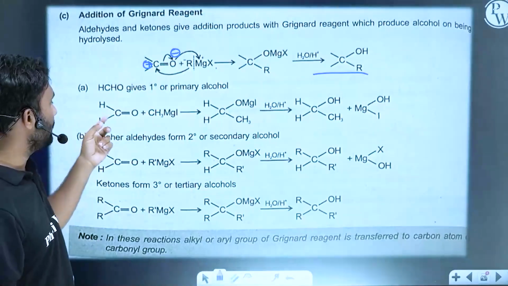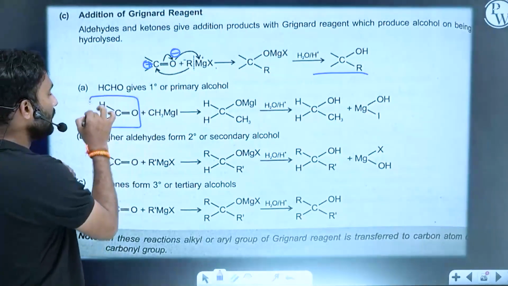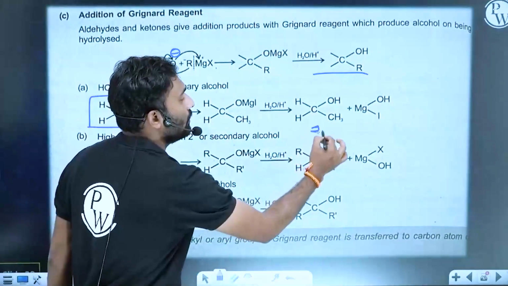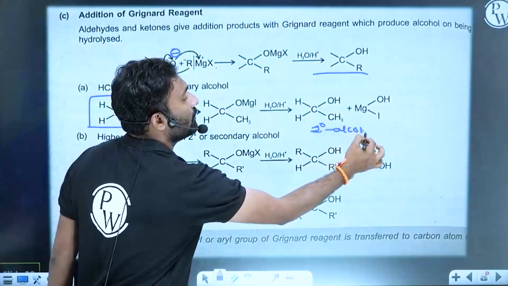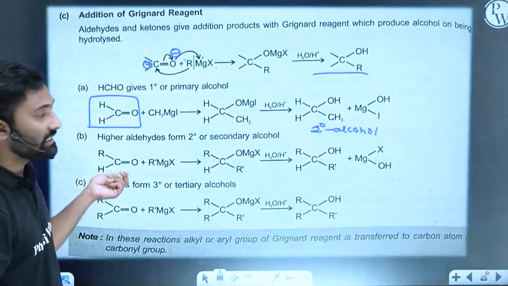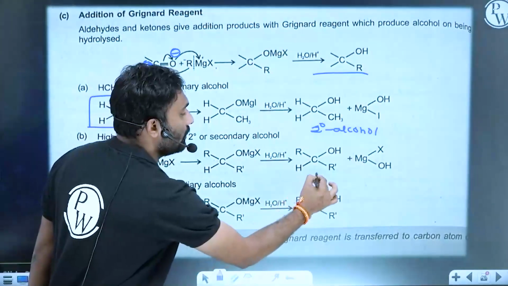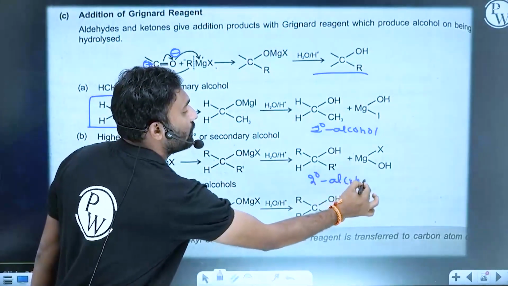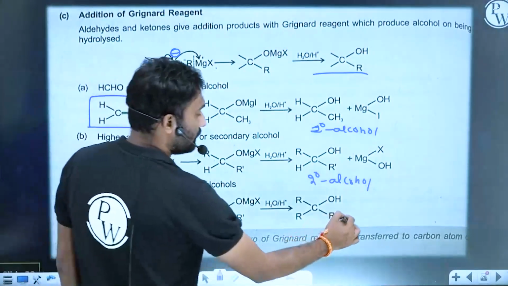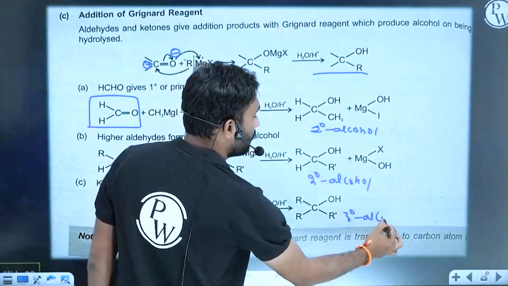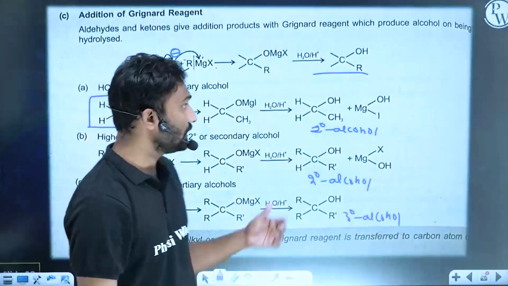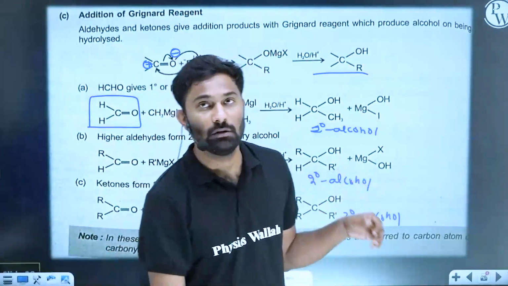Now with Grignard reagent, if they have taken formaldehyde, it will give the primary alcohol. If they have taken acetaldehyde, it will give the secondary alcohol. If they have taken a ketone, it will give the 3 degree alcohol. Okay, 3 degree alcohol. Clear? Now by the Grignard reagent.